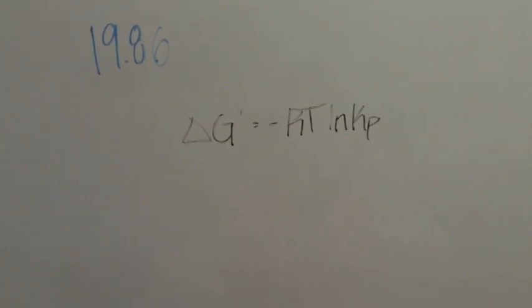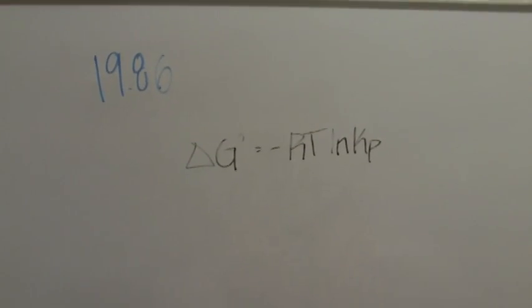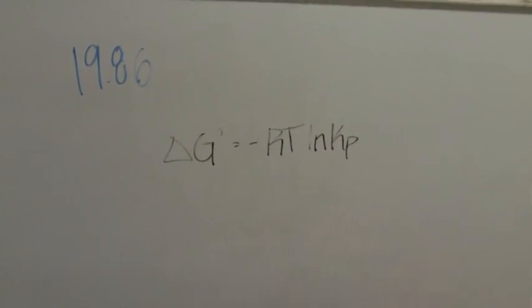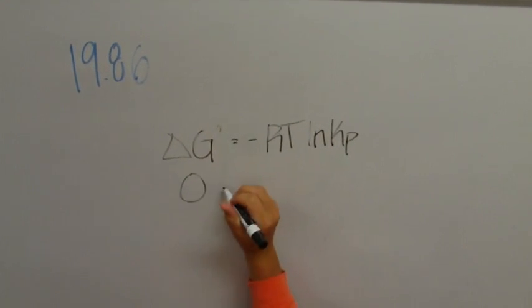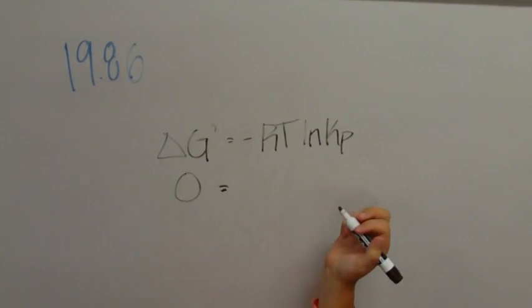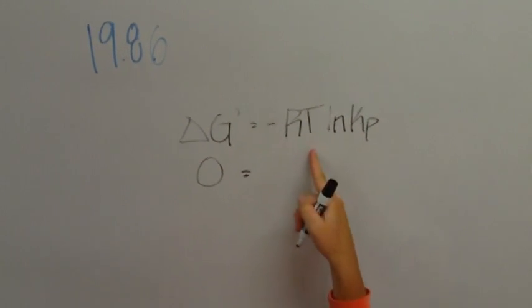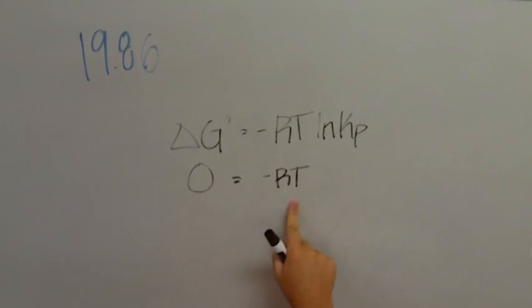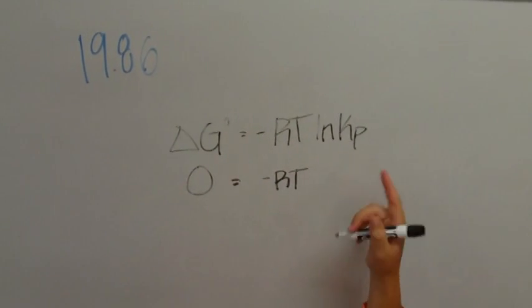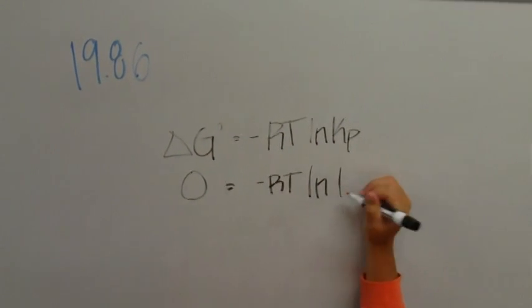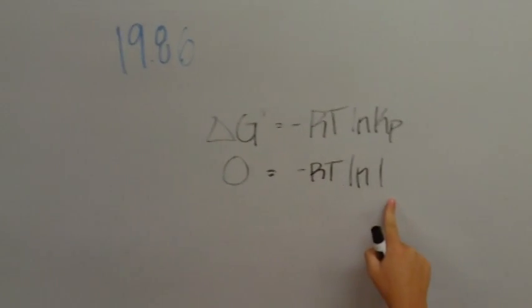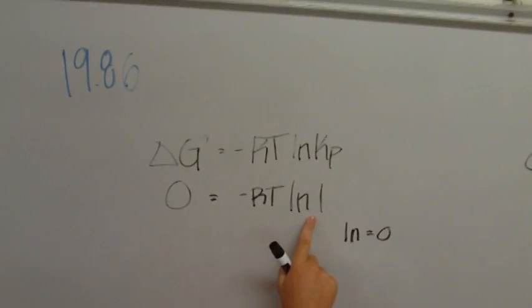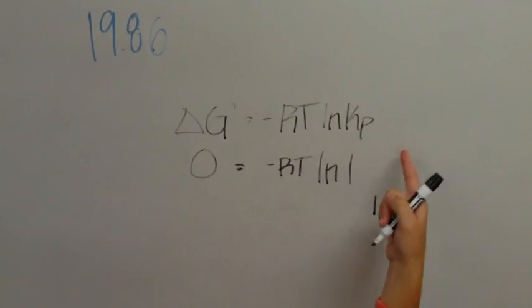19.86. What is the value of equilibrium constant for a reaction for which delta G equals 0? What will happen to the composition of the system if we begin the reaction with pure products? All right, so they're suggesting that our delta G is 0. So if delta G is equal to 0, then R and T are just constants, so we don't have to worry about those. But in order for this to be true, then our Kp has to be 1, because ln of 1 is equal to 0. So for this statement to be true, Kp has to be 1.